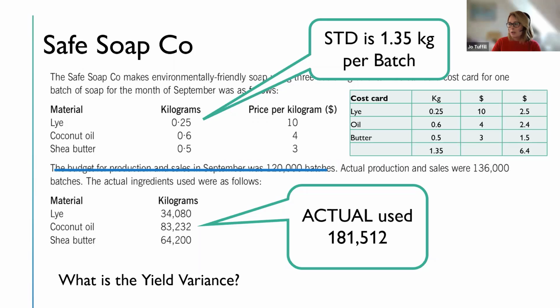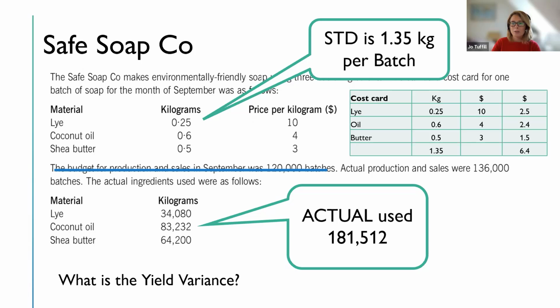What should 181,512 produce? Can anybody got a calculator? They could tell me what they think it should have produced in terms of output. What do you divide that 181,512 by to find out what it should have produced? Excellent. Yeah, brilliant. You've got it, the 1.35. And then it did produce 136,000. So you compare the two, and then you times that by the cost of a batch. That's the should and did approach.